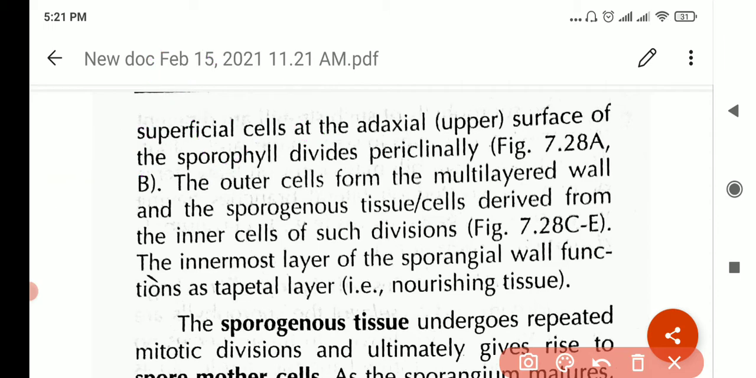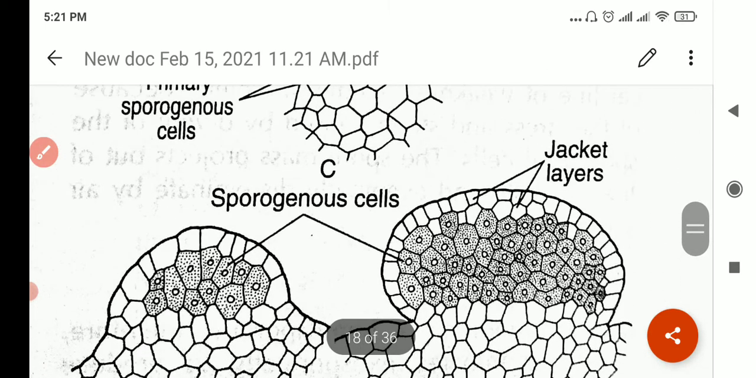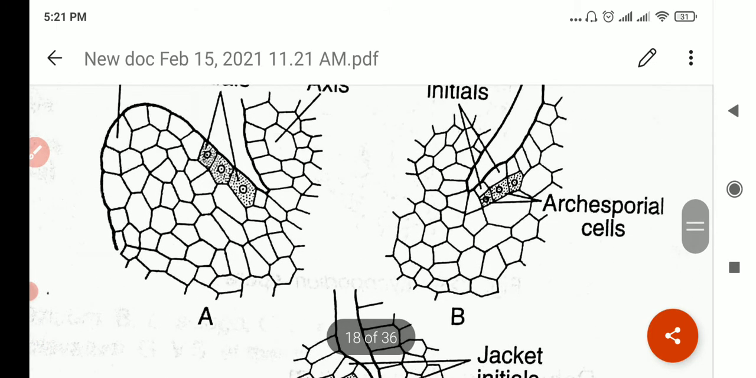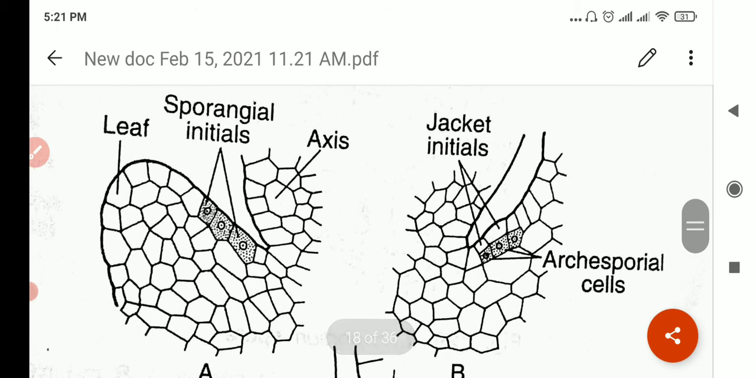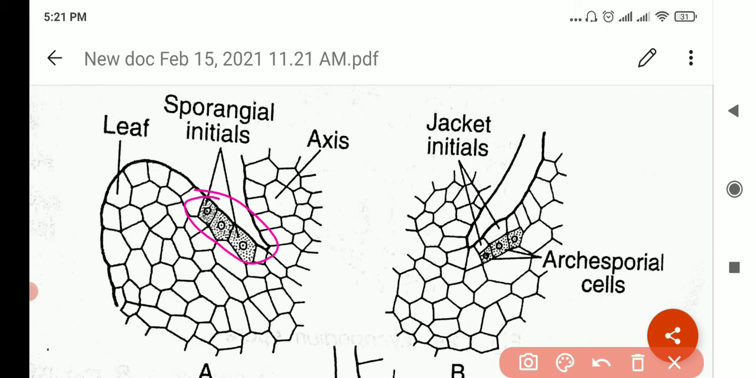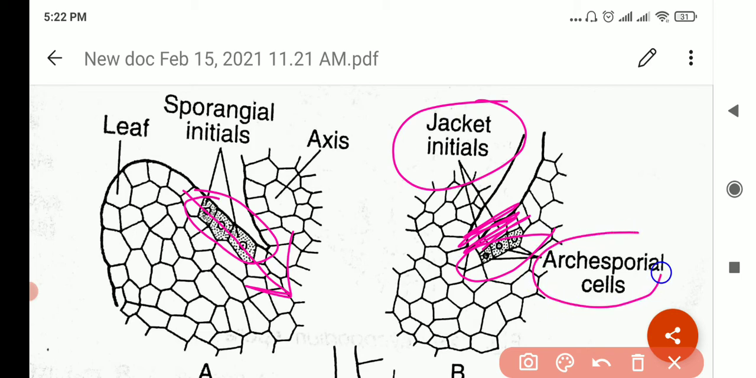Now remember, let's go back to the diagram. Here, see. First, we started with these sporangial initials. Then they divide this way, periclinally. And then we got one layer of cells which will form the jacket initial and the other layer will form the archaeosporial cells.